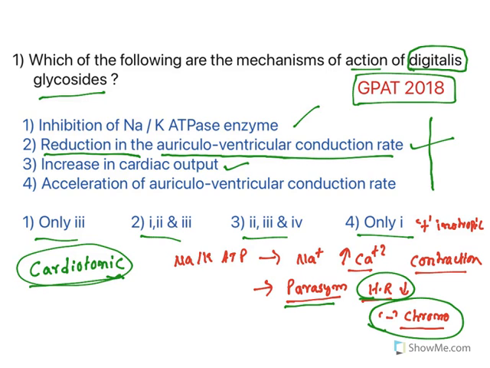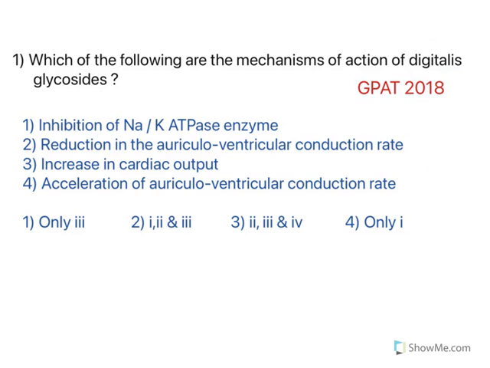Now acceleration of atrioventricular conduction rate. No, this is not true. See, there is a difference. This is reduction, this is acceleration. If reduction is true, acceleration will not be true. So now look at the option combinations. You have all kinds of options. See, these two are biochemical actions, whereas this one is physiological action. You need to know all the actions, then you can answer this. So 1, 2, 3 are correct, but this one is wrong. So what is the option? 1, 2, 3. So this is how you need to answer.